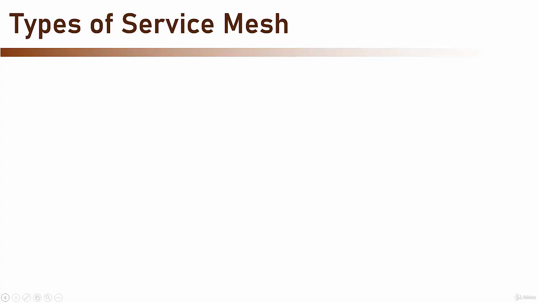When talking about service mesh, we usually talk about two main types of service mesh. These types are in-process and sidecar. Let's see what these types are. And first, in-process service mesh.